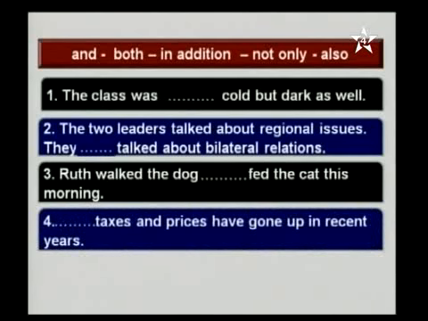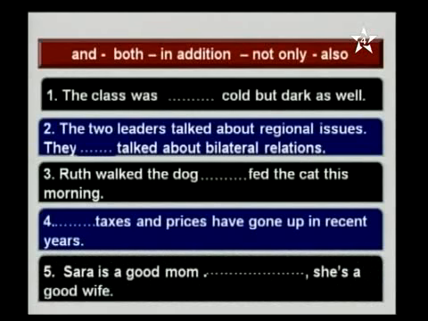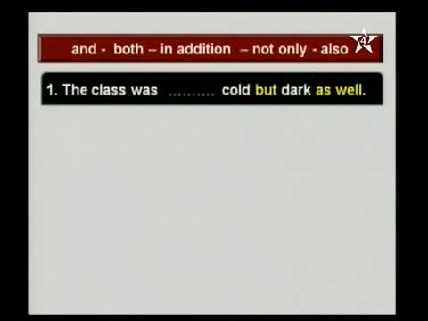Number 4. Taxes and prices have gone up in recent years. The last one. Sarah is good mom. She is a good wife. So please look at the words at the top of the screen, and, both, in addition, not only, and also, and fill in the blanks. For example, I can give you the first one as an example if you want. Okay? So, the class was not only cold, but dark as well.